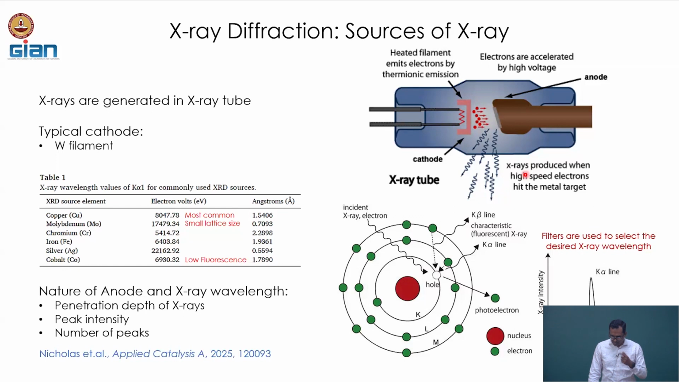So, how X-rays are typically produced is that we have high voltage that produces heat, and because of that electrons are emitted, and these electrons are accelerated at a very high speed towards another material which is called the anode material, and because this beam of electrons is bombarding the anode material, X-rays are generated.